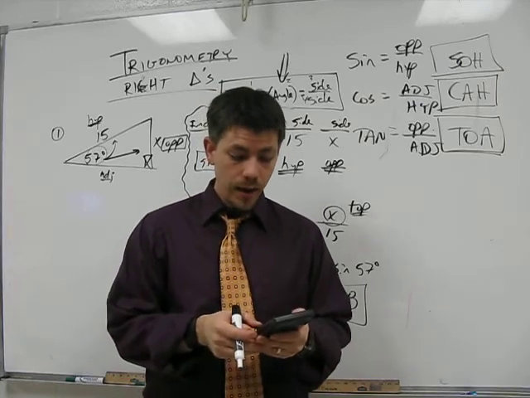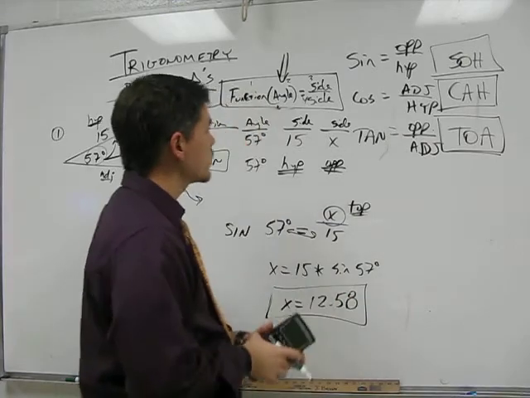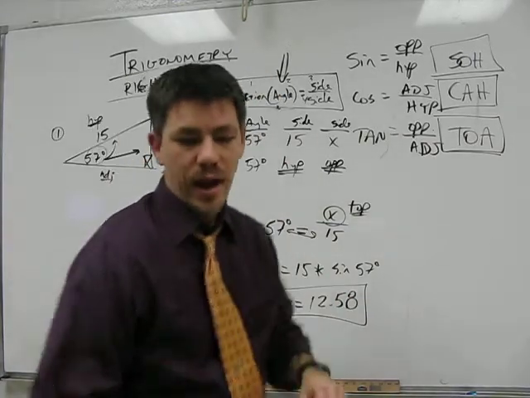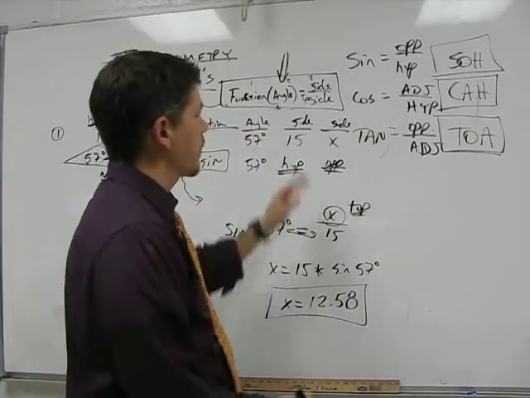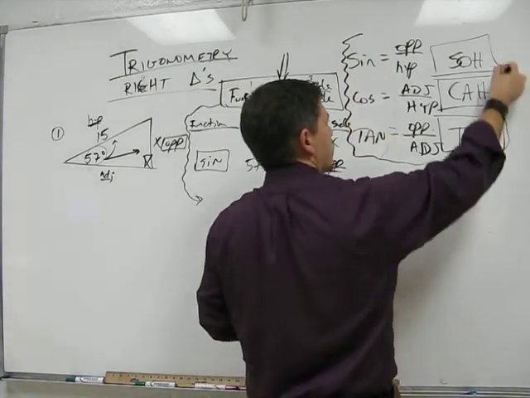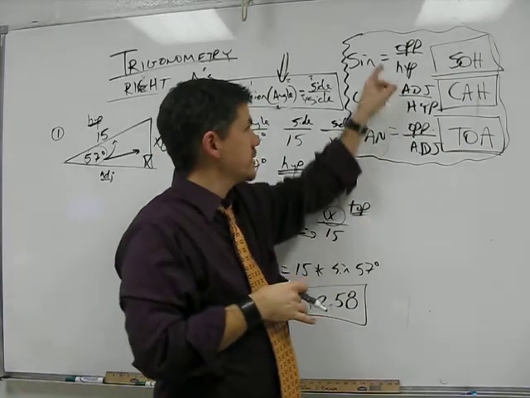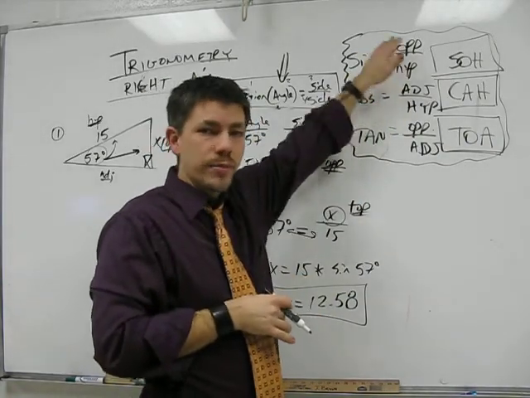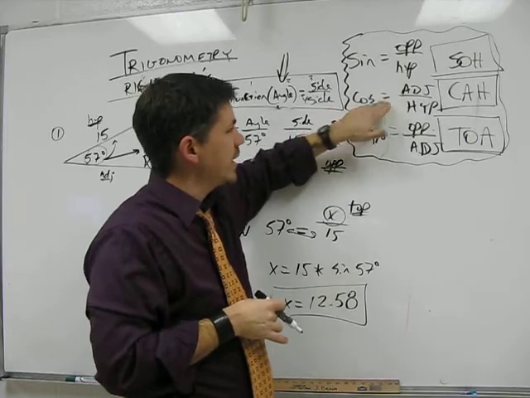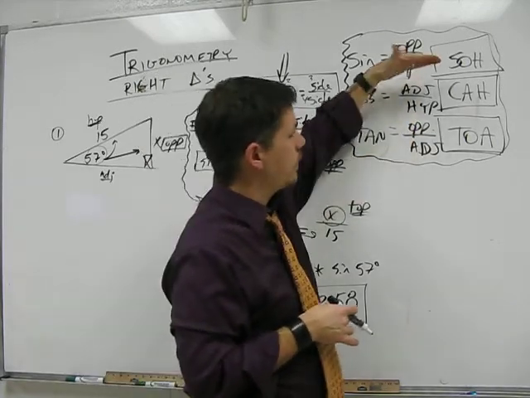Now, I don't want to erase. I'm just going to make another podcast. So, that is the introduction. First of all, let me recap. You have to memorize these. You will go nowhere if you don't memorize these. Sine is opposite over hypotenuse. Cosine is adjacent over hypotenuse. Tangent is opposite over adjacent.